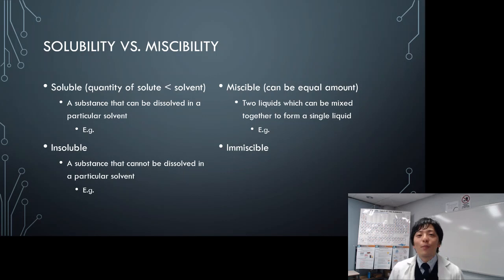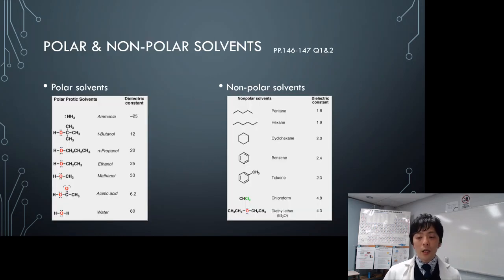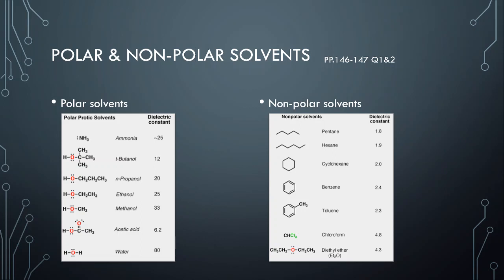All right. Immiscible. What does that mean? Two liquids which cannot be mixed together to form a single liquid, because it's the opposite of miscible, isn't it? Come up with an example. Now, on the next slide, you see polar and non-polar solvents. I'll zoom in a bit here for you. Common polar solvents include what you see down here: water, H2O, with two sites where hydrogen bonds can occur.